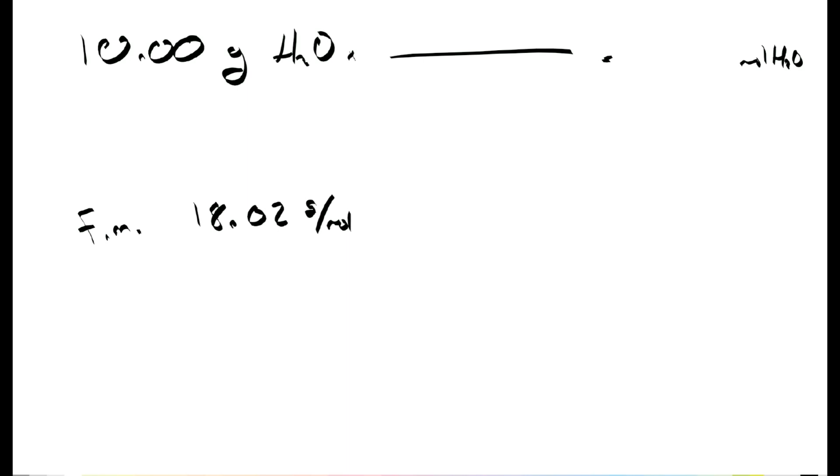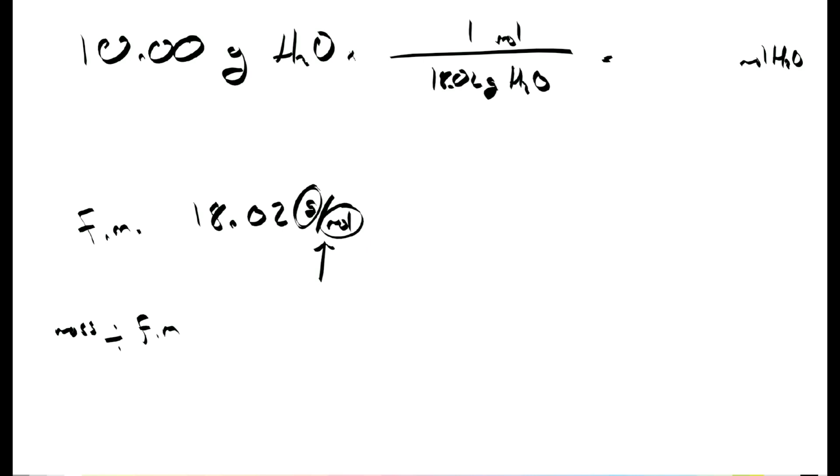Now, we want moles. We have grams. We have grams per mole. We need grams to be on the bottom. We need moles to be on top. So what we're really doing is dividing mass by formula mass. But dividing is just the same as multiplying by the inverse. So 1 mole per 18.02 grams of water. So 10 divided by 18.02 gives us 0.5549 moles of water. It's pretty much that straightforward.